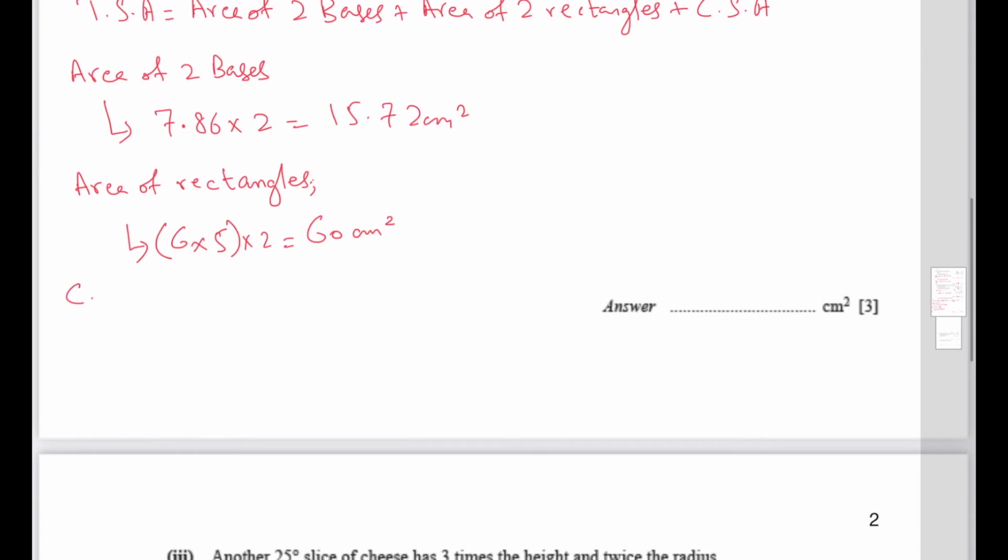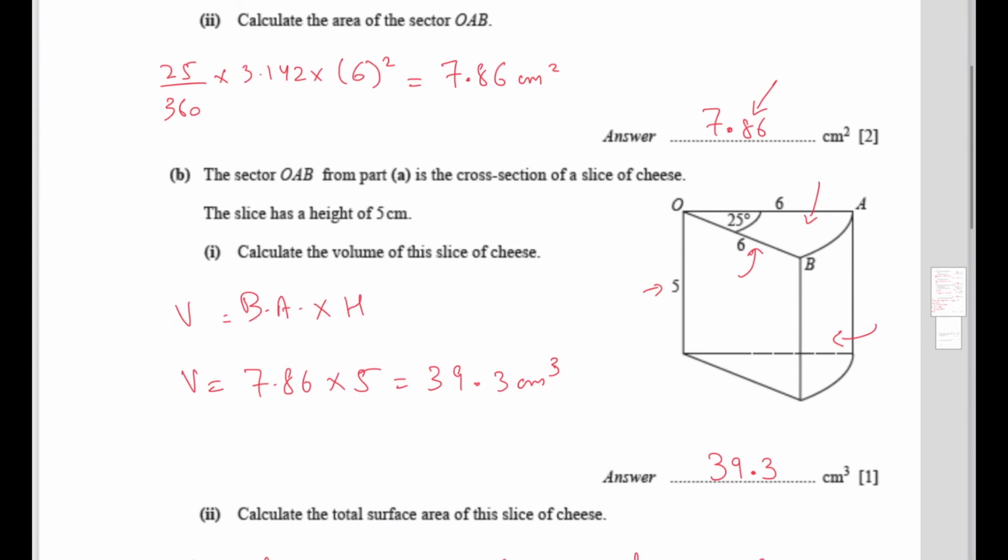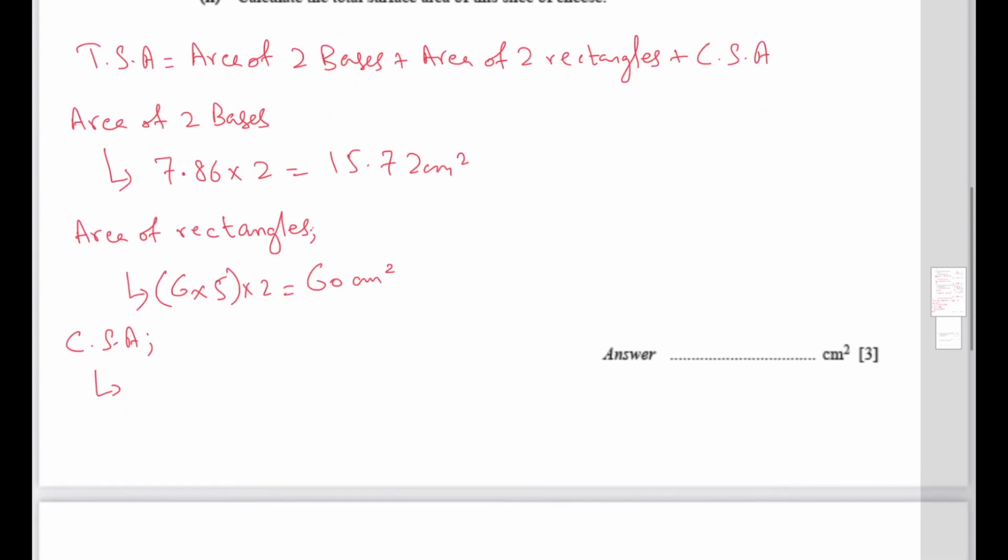Then lastly, we need to find the curved surface area. How do we find the curved surface area? So this angle that was given to us was 25 degrees. Of course, you use that angle, and you need to find the area of this portion, which is the base area, times the height, which is 5 over here. So you do 25 over 360 times the circumference, which is 2 times 3.142 times 6, and then you multiply this by the height, which is 5. So let's plug this into the calculator. 25 over 360 times 2 times 3.142 times 6 times 5. This gives us 13.1 centimeters squared.